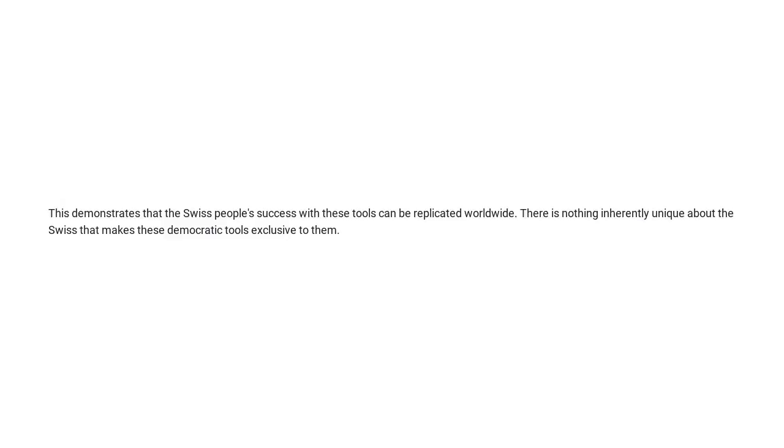Switzerland didn't always have the veto power. It was created by the Radical Liberal Party in 1874. Before this, the Swiss only had the People Initiative. This demonstrates that the Swiss people's success with these tools can be replicated worldwide. There is nothing inherently unique about the Swiss that makes these democratic tools exclusive to them.